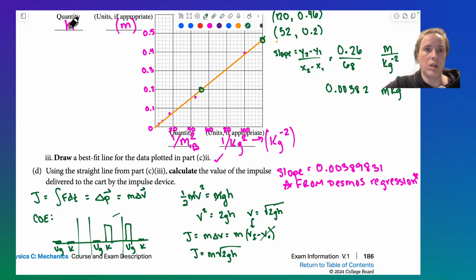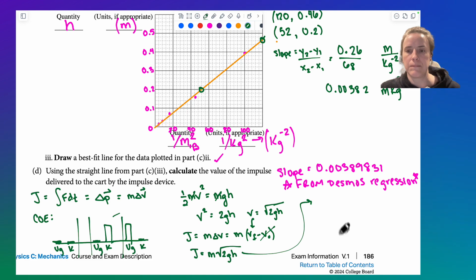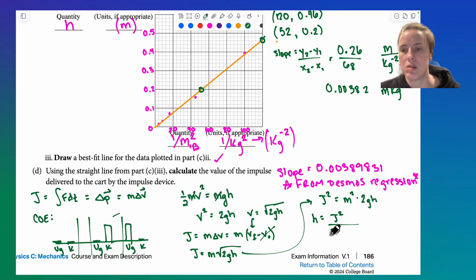So I plotted h versus 1 over m squared. Right now h and m are on the same side. Since I plotted h on my y-axis, let's solve this for h. I'm going to square both sides, so j squared equals m squared times 2gh. I'm going to get h by itself by dividing everybody else over. So I get h equals j squared over 2g m squared.